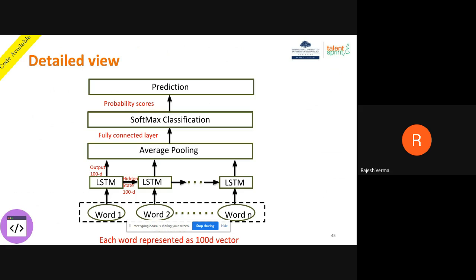Now, this is a particular architecture in which, if we see from the bottom, we are using different words and we are using long short-term memory. Why we are using long short-term memory is because it will remember the previous word also, and then we are doing a pooling, known as average pooling, in which we take the average of the numbers of the matrix, and we do a softmax classification, and whichever probability is high, we can easily predict that this is the word which was there in the sentence.